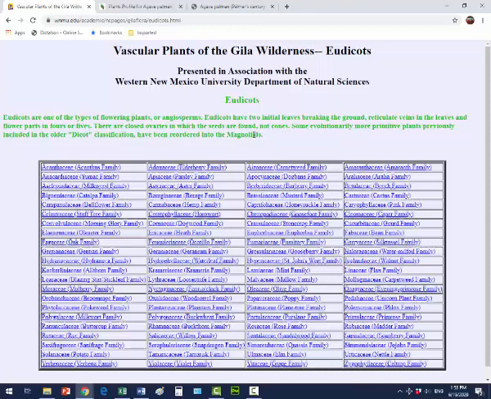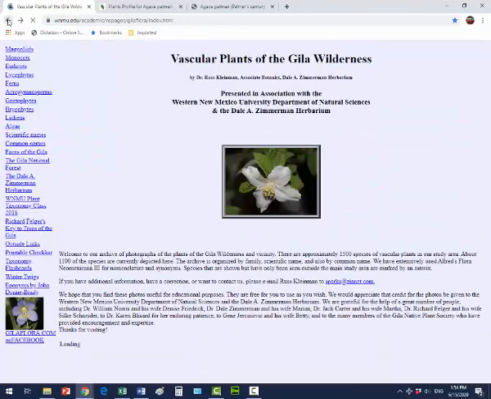So let's see, what are some of the things that we know? Well, we've already talked about the milkweeds, Asclepiadaceae. Maybe you're really into gentians. So here's the Gentianaceae family. Anyway, notice just how many different families there are of eudicots, another very important family of angiosperms or flowering plants here in the Gila region.